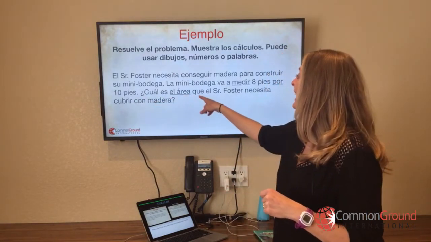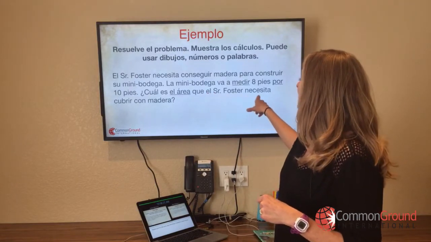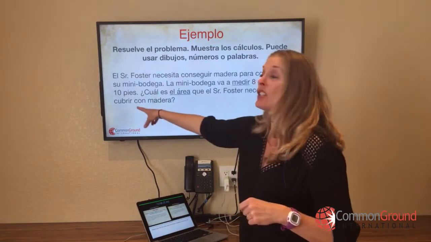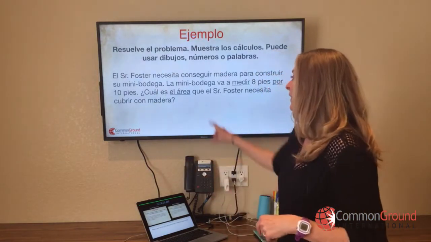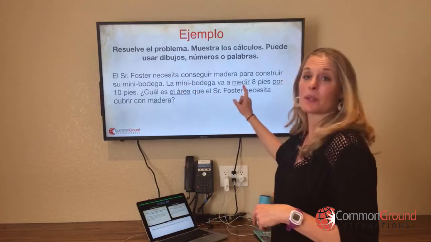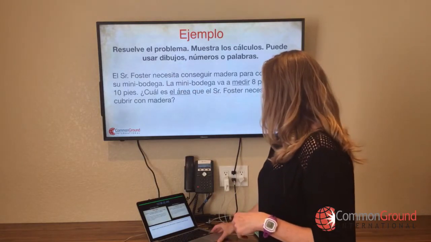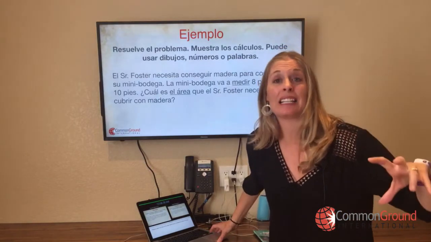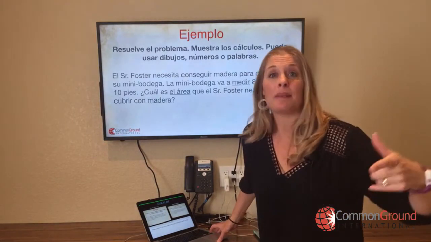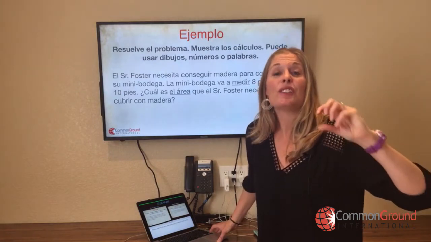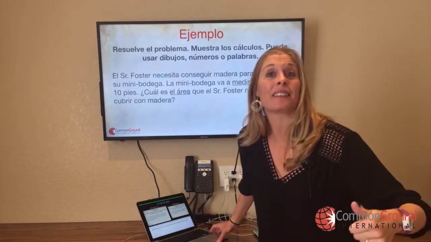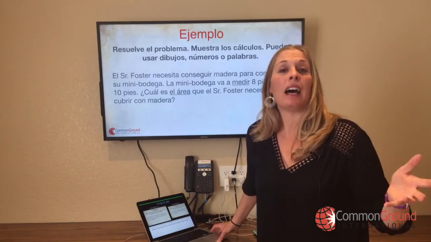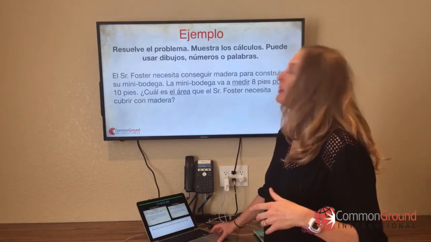¿Cuál es el área que el señor Foster necesita cubrir? So they're figuring out the total area they need to cubrir, cover con madera, okay? So las palabras y verbos claves aquí. Muy bien. Okay, so su reto, your challenge is as you're teaching matemáticas esta semana or la próxima semana, I want you to go ahead and comment with more palabras claves or verbos claves that you see when you're talking about multiplicar, ok, la multiplicación.